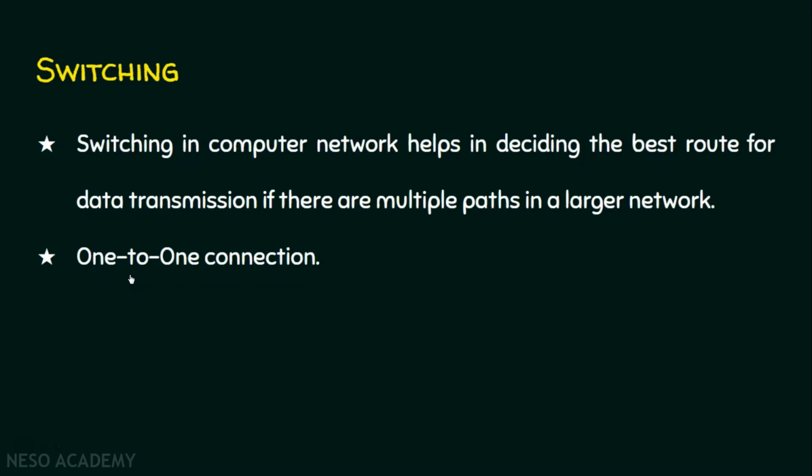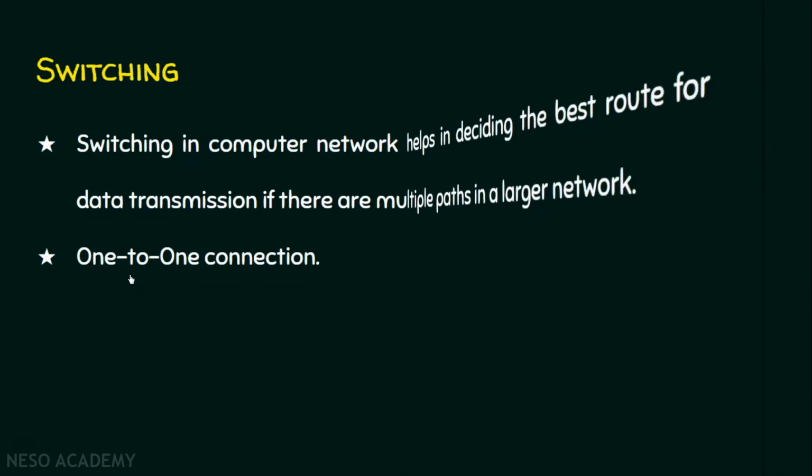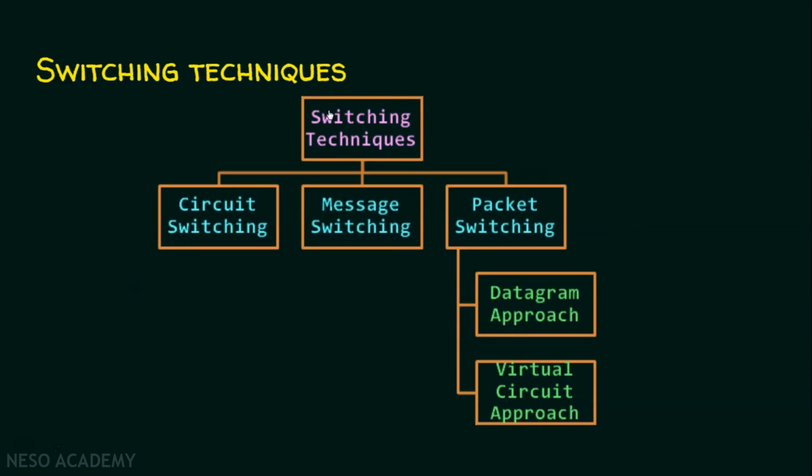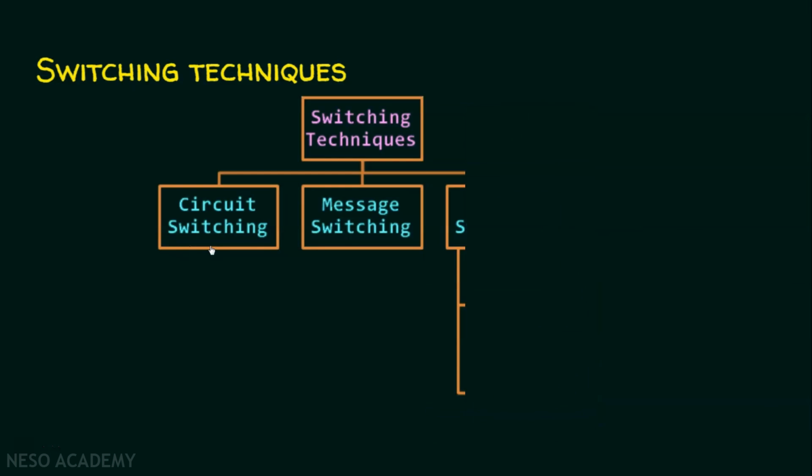Now we will see what the various techniques in switching are. Basically, switching techniques are classified into three types: circuit switching, message switching, and packet switching. And packet switching is categorized into the datagram approach or the virtual circuit approach. We will see them one by one in detail. Firstly, we will start with circuit switching.